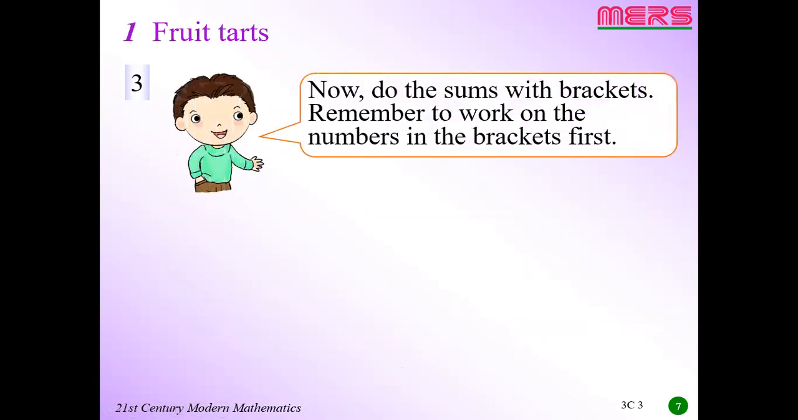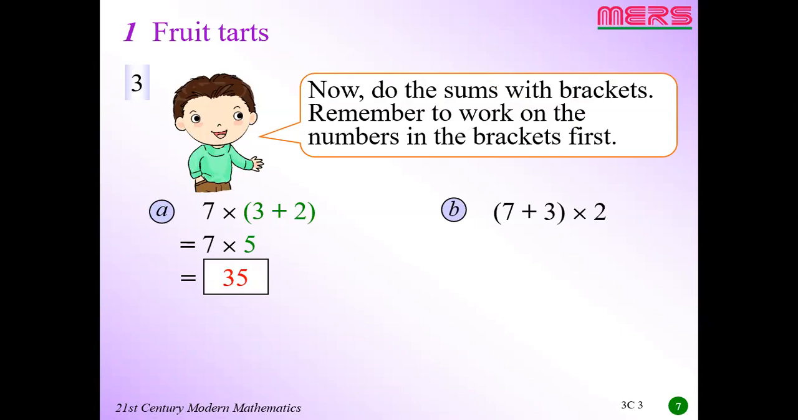Okay, question number 3. Now, do the sums with brackets. Remember to work on the numbers in the brackets first. Question number 3A, 7 times in the brackets, 3 plus 2. So for this time, we are going to do the addition first. The answer will be 7 times 5, 35.